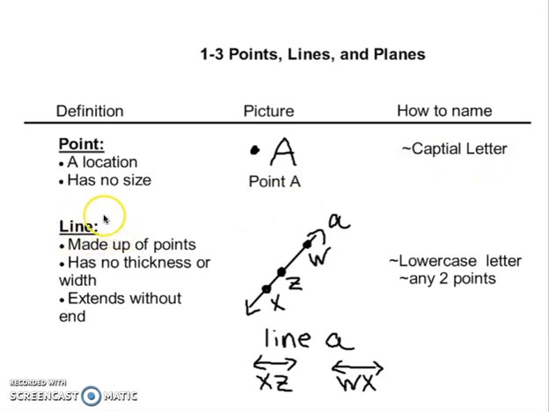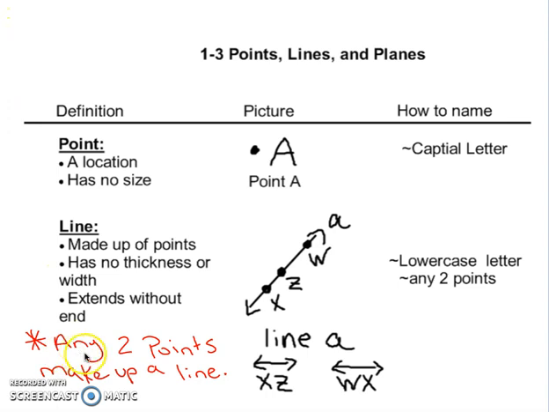The second term we're going to go through is a line. A line is made up of points, has no thickness or width. Another key point is that any 2 points make a line. So any 2 points make up a line. And the third point is that it extends without end. So I've added on here that any 2 points make up a line.